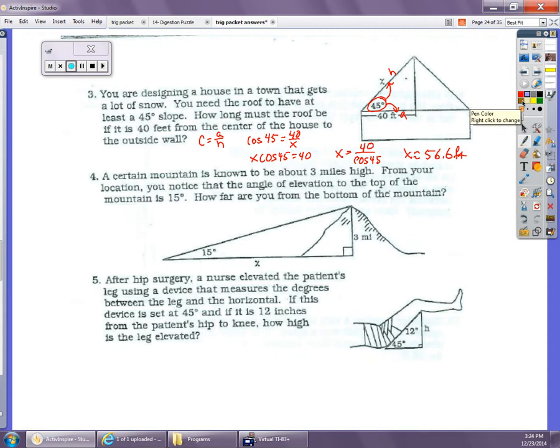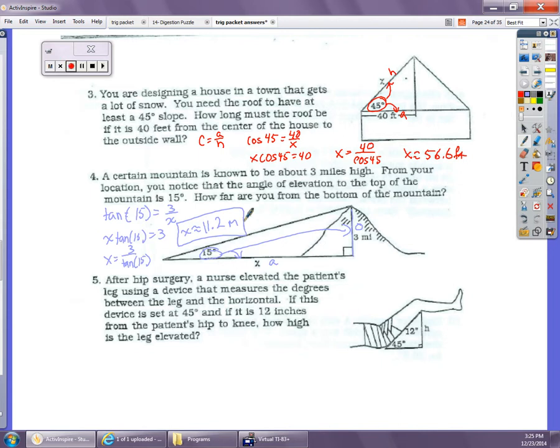When you look at the next one, a certain mountain is known to be 3 miles high. So there's your 3 miles high. From your location, you notice that the angle of elevation to the top of the mountain is 15 degrees. How far away? Well, opposite, adjacent, so we need tangent. So the tangent of 15 degrees equals opposite, which is 3, over x. So x times the tangent of 15 equals 3. X equals 3 divided by the tangent of 15, which is approximately 11.2 miles.